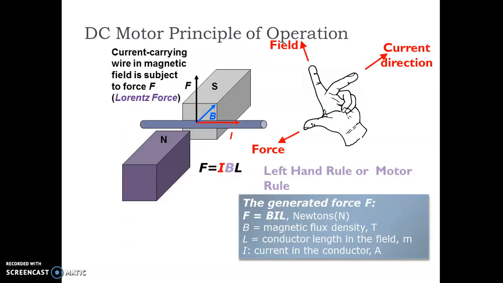In DC motor principle of operation, I will explain how a DC motor operates. That will be the DC motor principle of operation. This will be based on Fleming's left hand rule, or motor rule. We will use the left hand rule for a motor, and the right hand rule for a generator. That will be our next topic, which we will discuss in part 4. This is your part 3.